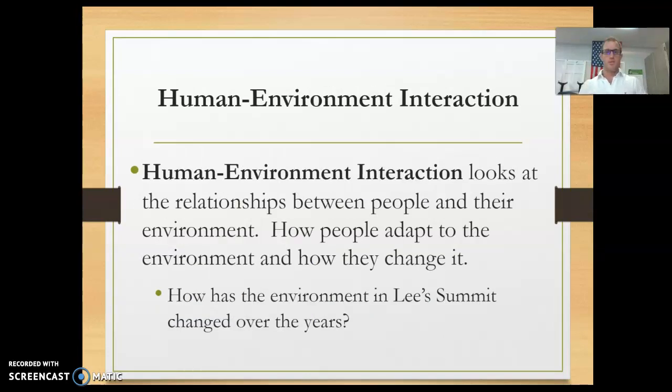Human-environment interaction looks at the relationships between people and their environment, so how people adapt to the environment and how they change it.